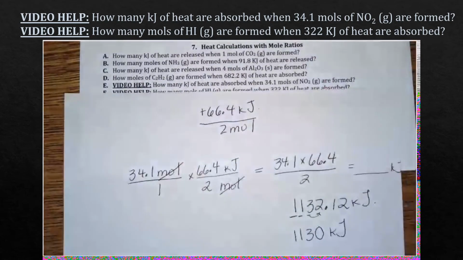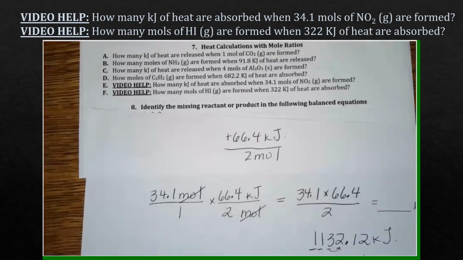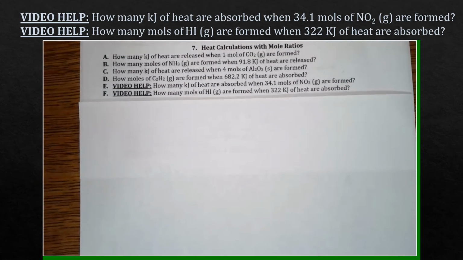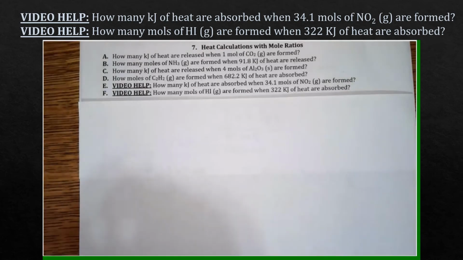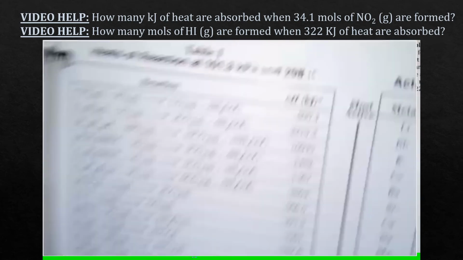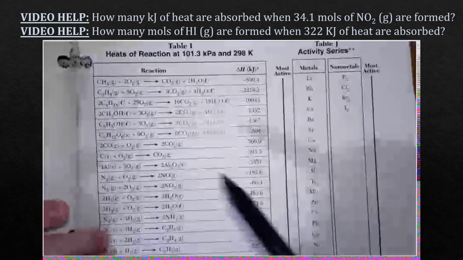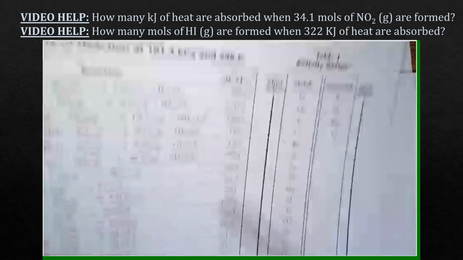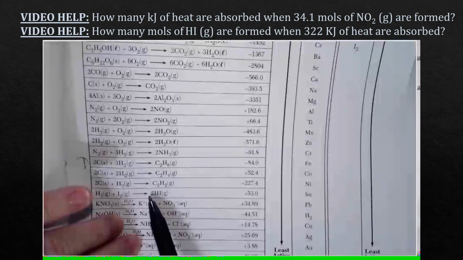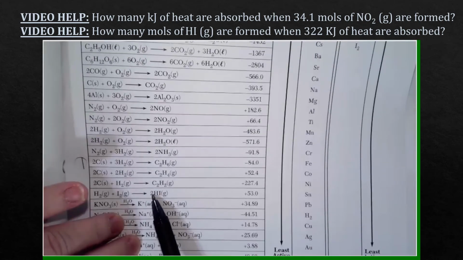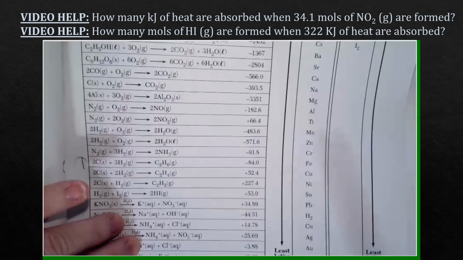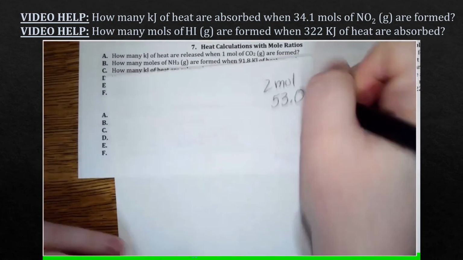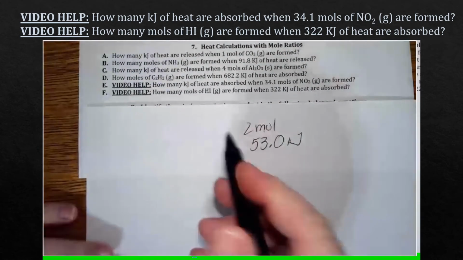All right, so let's try another example, and that's this second one. So how many moles of HI gas are formed when 322 kilojoules of heat are absorbed? So again, I need to find the correct equation. I'm forming HI, okay? Hydrogen and iodine. Here we go. So it has a 2 coefficient in front of it, and it says plus 53.0. So it's 2 moles and 53.0 kilojoules. So I just need that so I can set up my problem.